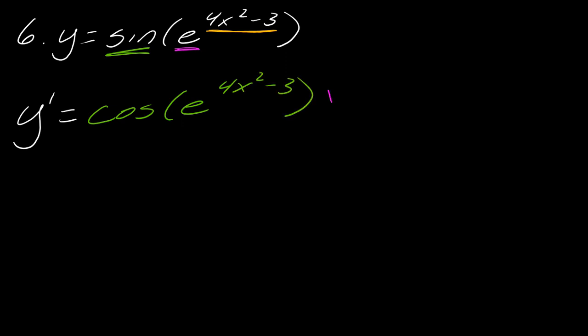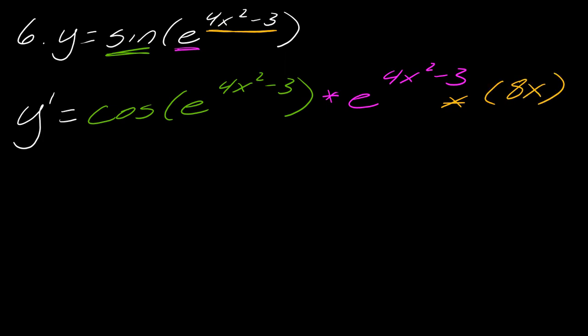Okay, so now I'm going to move to the next function, e. The derivative of e to the x is just e to the x, except instead of it being e to the x, I'm going to leave all of the inside stuff intact. And then finally, what's the derivative of 4x squared minus 3? That's going to be 8x. And so there you go.